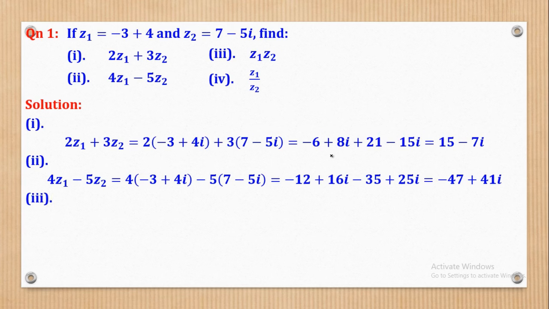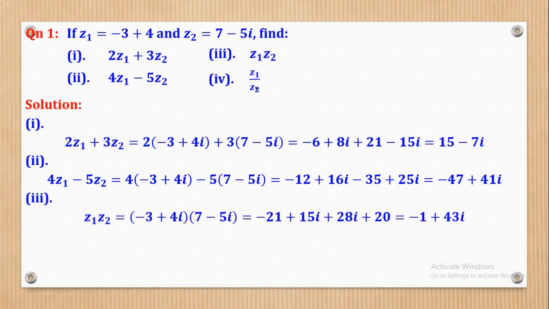Now we shall go to Roman 3. So Roman 3 is a multiplication. So multiplication you have to open brackets. So negative 3 times 7 gives you negative 21. Negative 3 times negative 5i gives you positive 15i. Then also 4i times 7 gives you positive 28i. Then 4i times negative 5i gives you negative 20i squared, but remember this i squared is negative 1, that is why here you see plus 20 and the i is no longer there, because i squared is equal to negative 1.